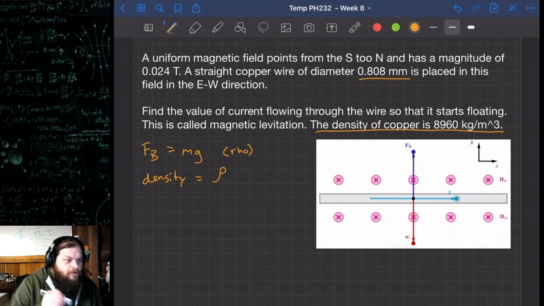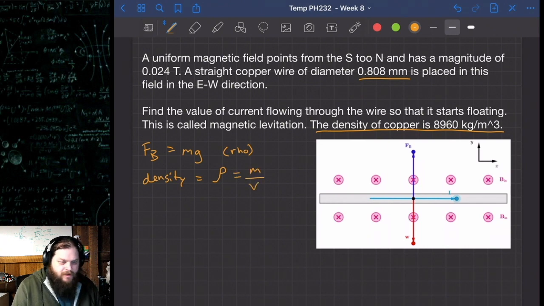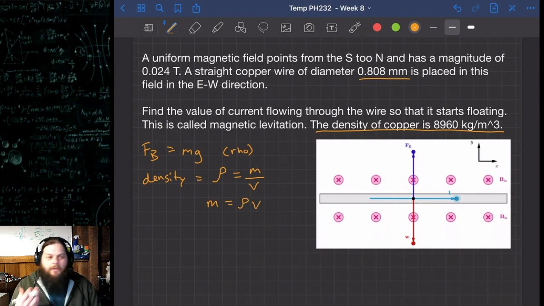So rho is going to be used for density, and V is the volume in this case, not to be confused with velocity. So rho is equal to mass divided by volume, and therefore we can solve for mass equal to rho V. So the mass of the object is going to equal the density of the object times its volume.